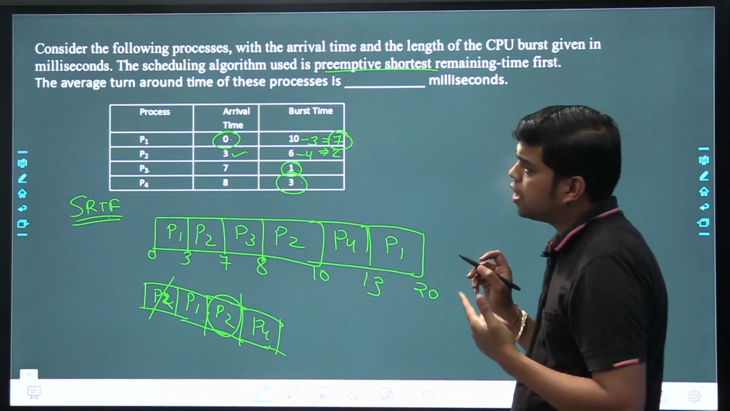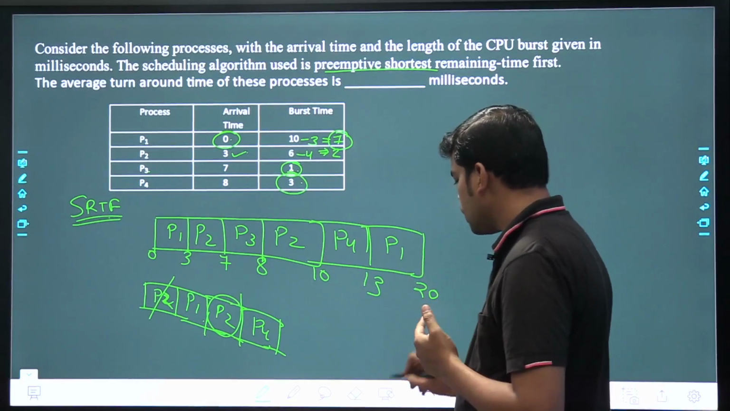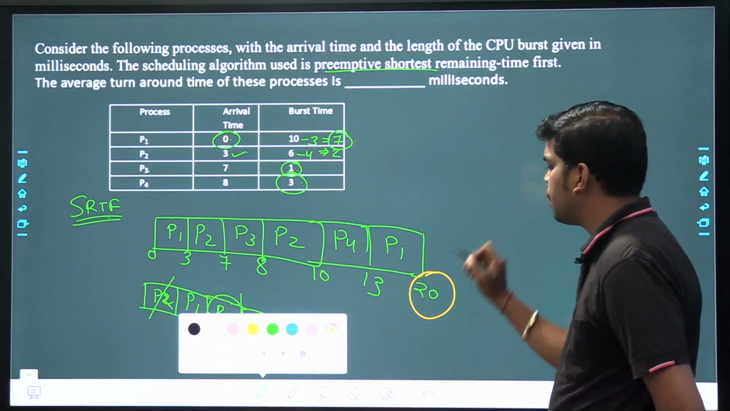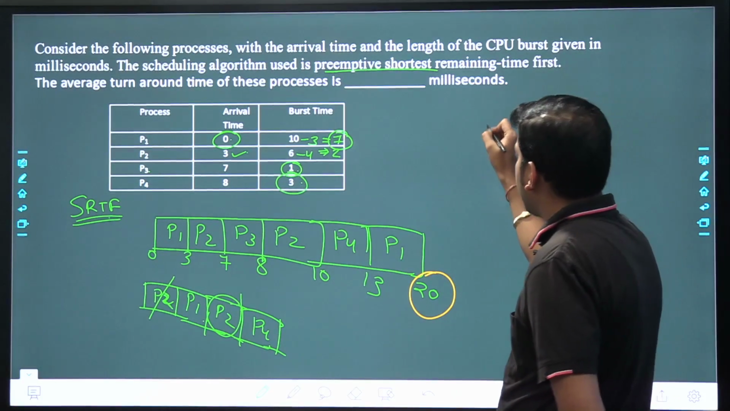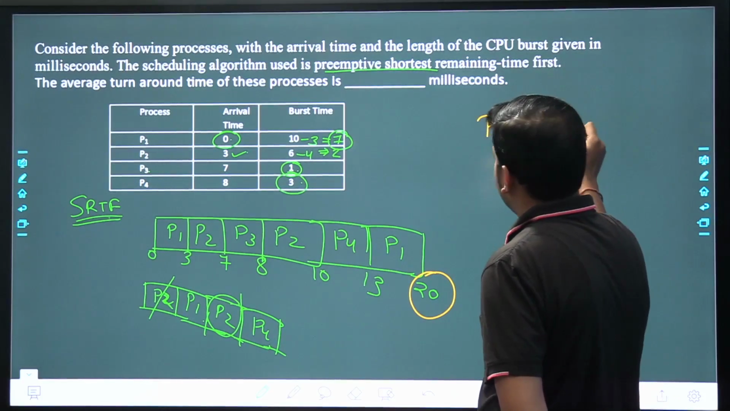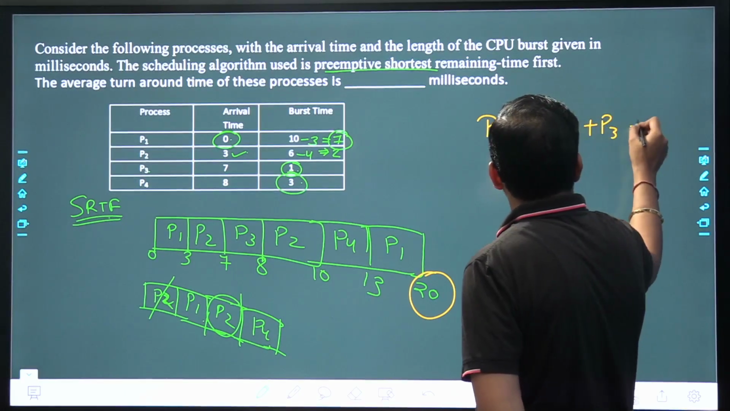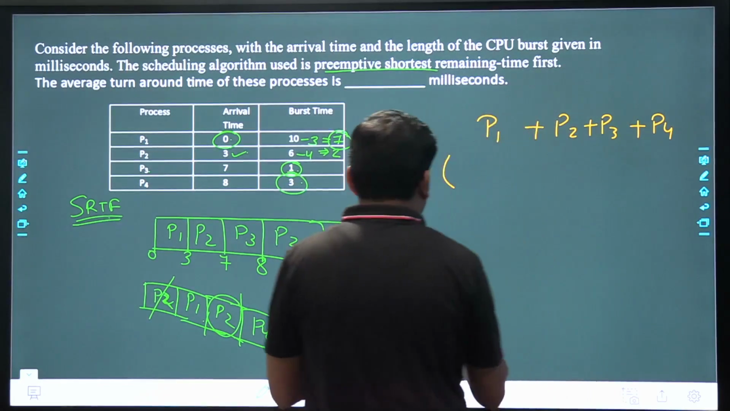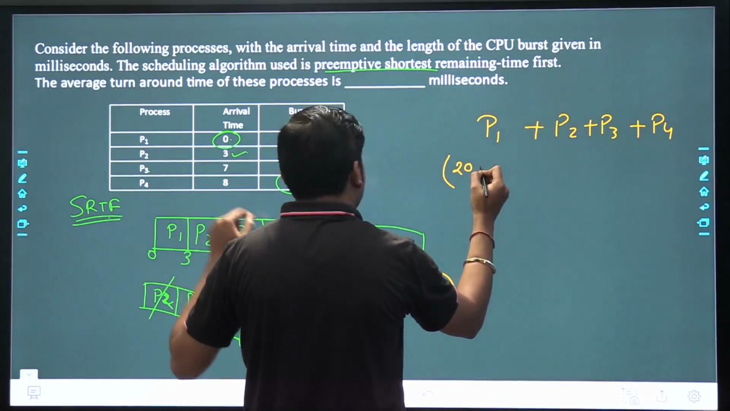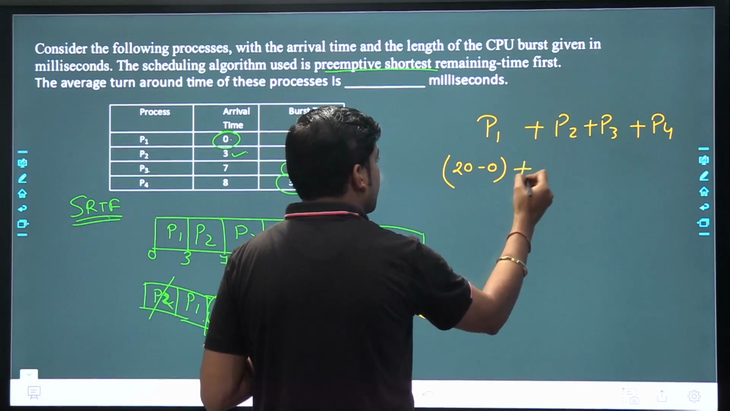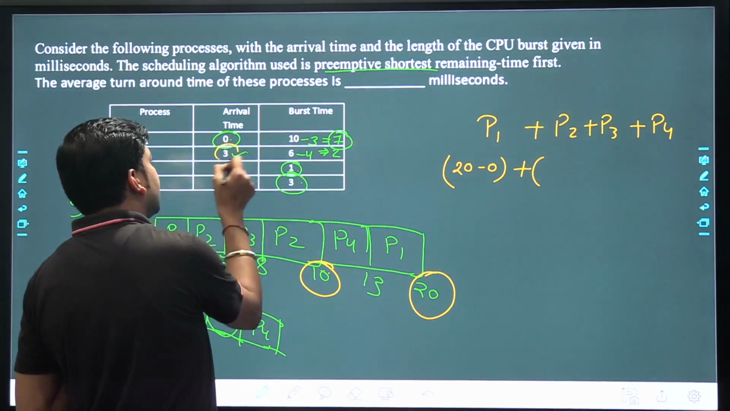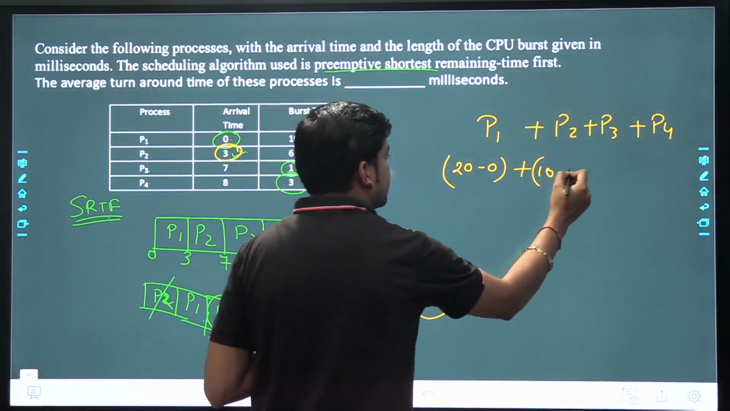Now we need to calculate average turnaround. So just find out P1 is executed finally at 20. So turnaround time for P1 plus P2 plus P3 plus P4. So what is the turnaround of P1? Complete at 20, arrive at 0. 20 minus 0 plus. For P2, complete at 10, arrive at 3. So 10 minus 3, that is 7.